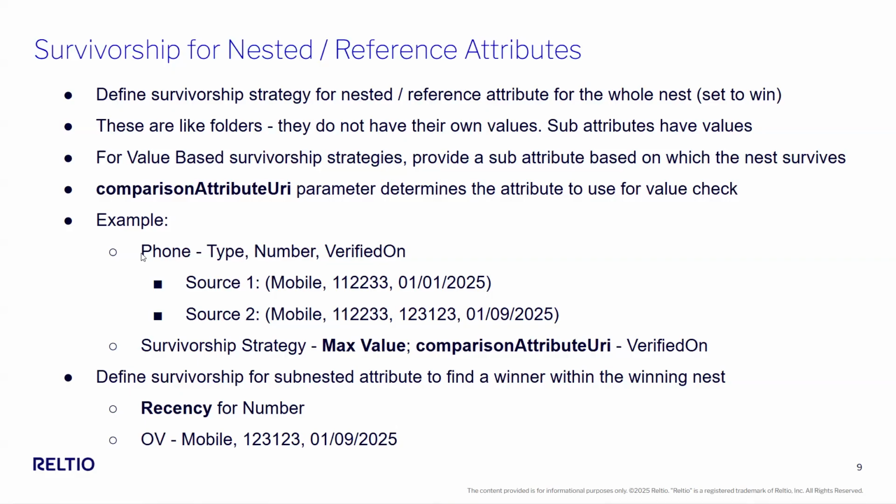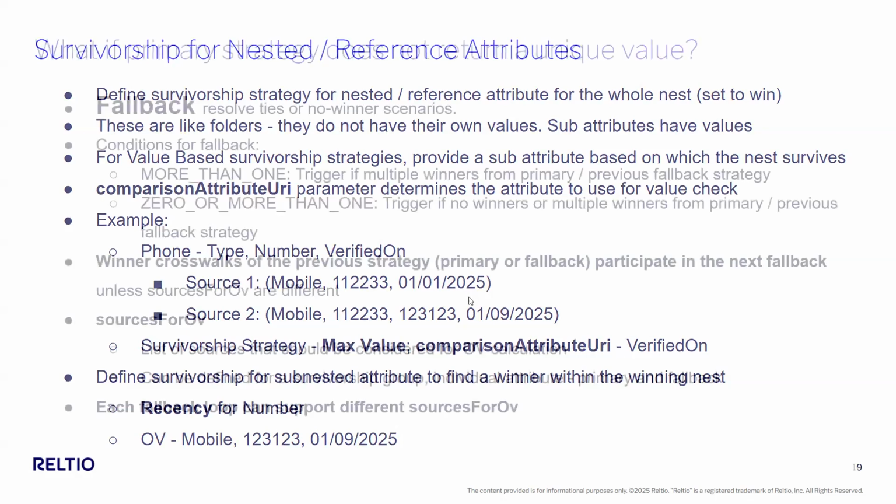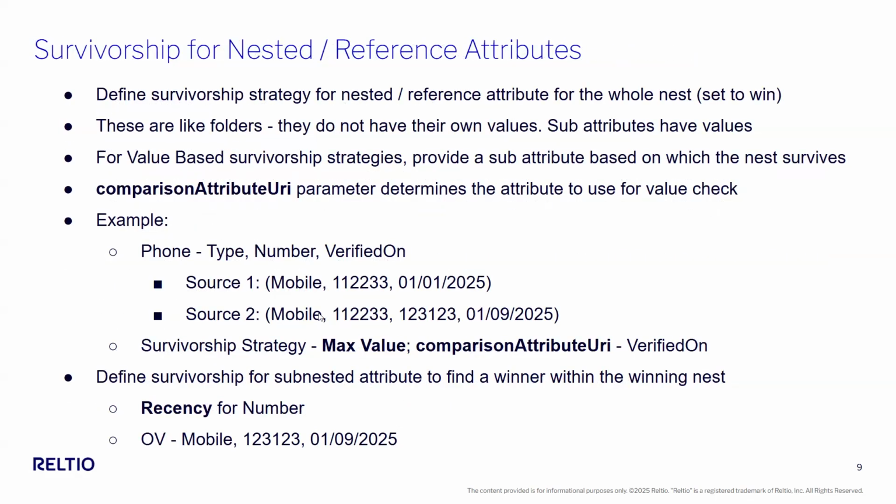Again, here is an example: phone, type, number, and verified on. So two different sources providing the data. Source one provides this data. And then we have another source which provides two phone numbers, both for mobile, and it was verified on. The verification is later for source two.